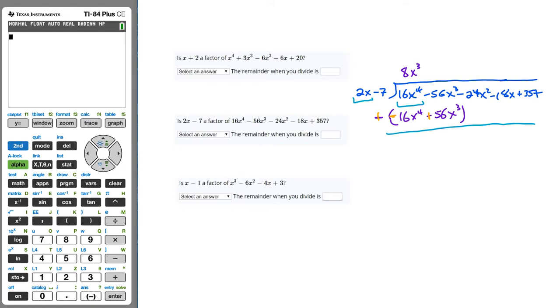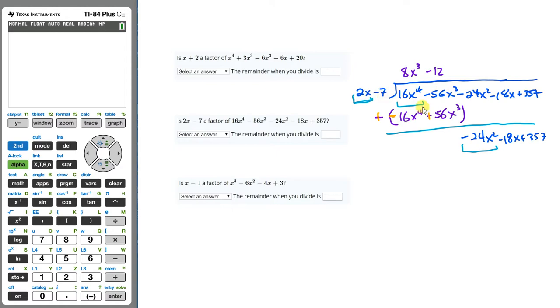So now let's keep subtracting. Okay, so I'm going to have negative 24x squared take away no x squareds is still negative 24x squared. Negative 18x take away no x's is still negative 18x. And then 357 take away no numbers is still plus 357. Okay, now, so then you say to yourself, okay, self, how do you make the first term on the outside look like this new first term on the inside? Okay, so how do I make a 2 look like a negative 24? And the answer is I need a negative 12.